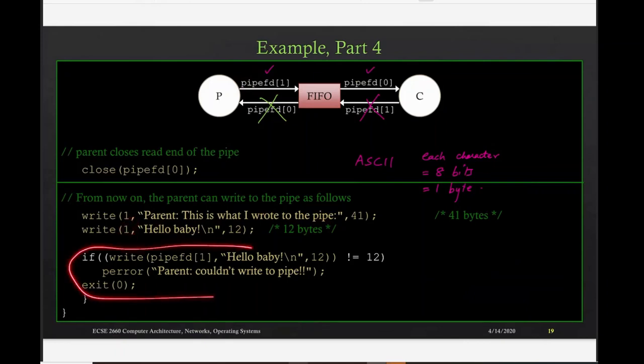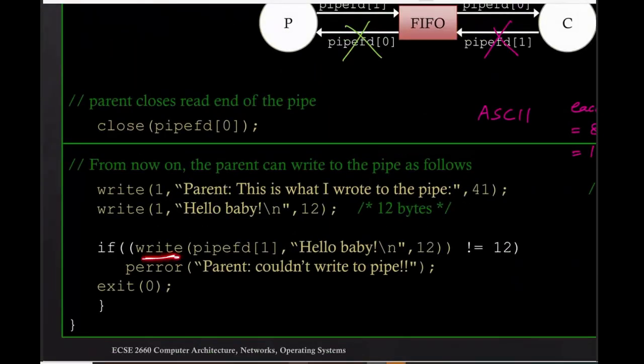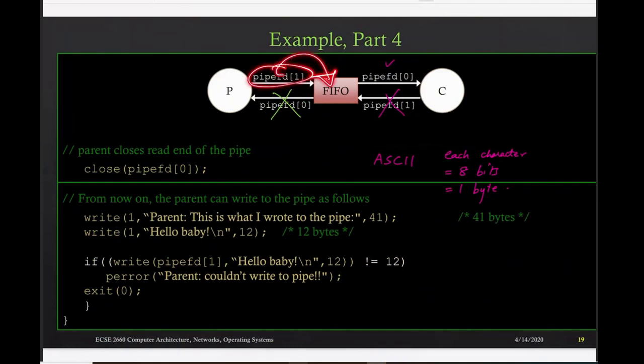This is where it is writing to the pipe. Let's take a look. Write. Where are you writing? Pipe file descriptor 1. What are you writing? Hello baby, exclamation point, new line character. 12 bytes are being written to file descriptor 1. And if all of that does not equal 12 characters, then the parent could not write to the pipe, essentially exiting it out. But if that equals 12, that indicates that all those 12 characters were able to go on to the file descriptor 1. They were written to the first in first out buffer.